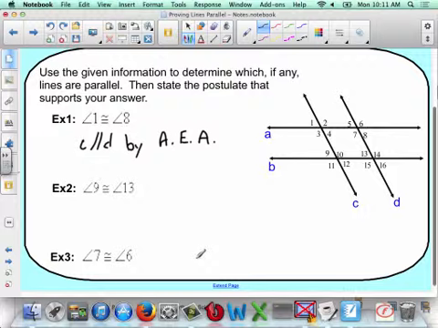All right, Austin, what about number 2? Angle 9 and angle 13. Okay, go ahead. We got wait time.